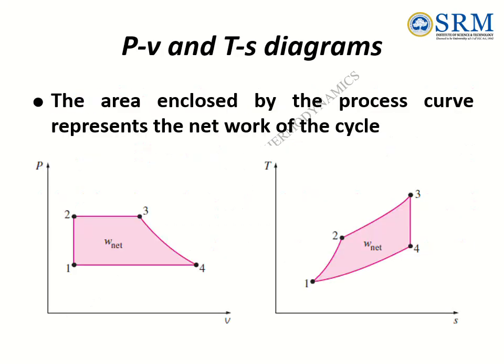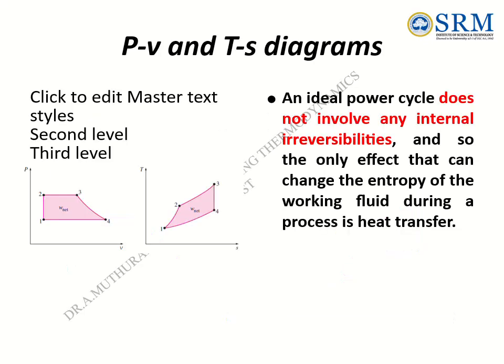The area enclosed by the process curve represents the net work of the cycle. An ideal power cycle does not involve any internal irreversibilities, and so the only effect that can change the entropy of the working fluid during a process is heat transfer.